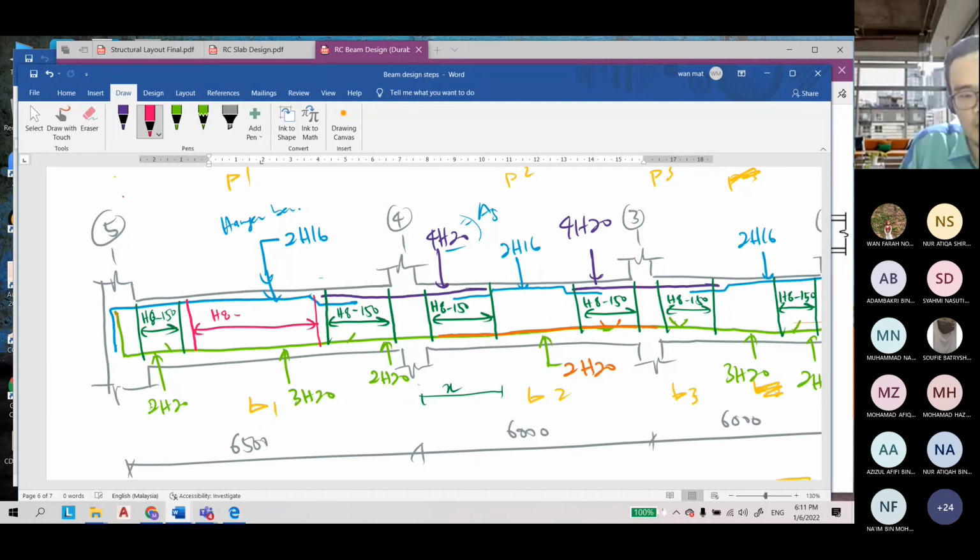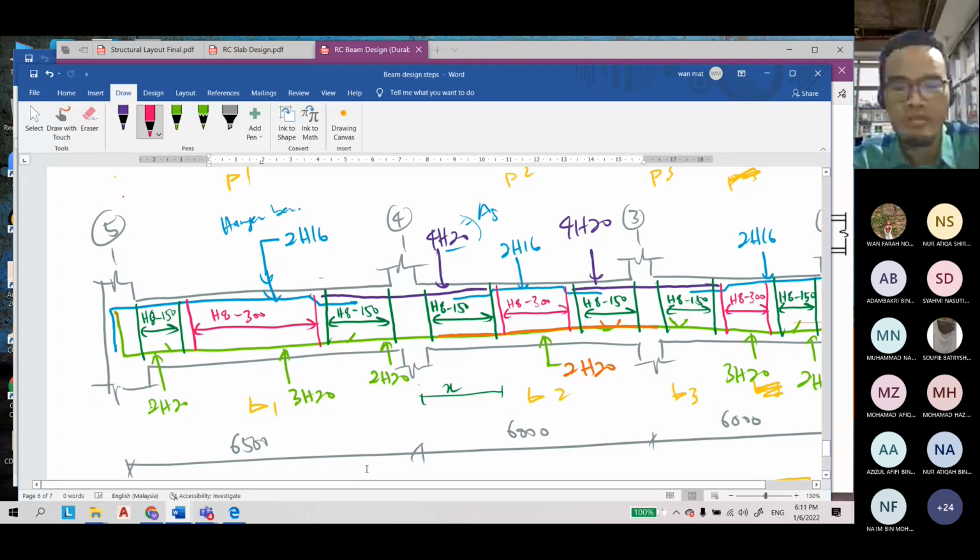So H8 300. Sini pun H8 300. Sini pun you ada H8 300. So settle lah you punya beam design. Okay. Mudah tak?